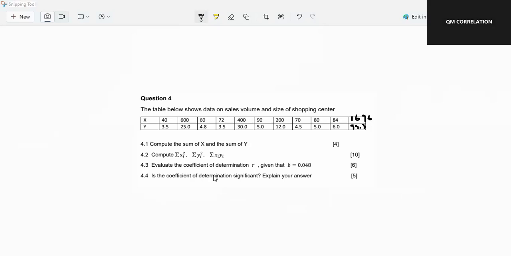Then xy. What is our xy? I'm finding 31,749. Xy is that what? 31,749. X squared and y squared. Those who are taught using the calculator, you can still use the calculator way to really get those ones.